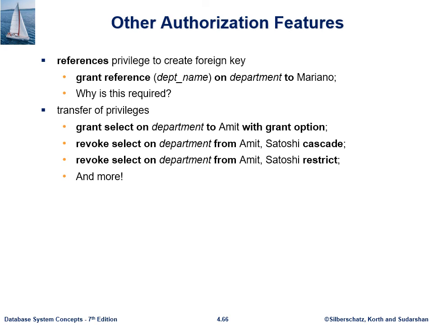But in fact, we also allow people to avoid this. We may only want to revoke Emit and Satoshi's select privilege on the department table, but if they already assigned the privilege to other users, we still want to keep that. Then we can put restrict. That means we stop there, and only revoke these two users' privilege.